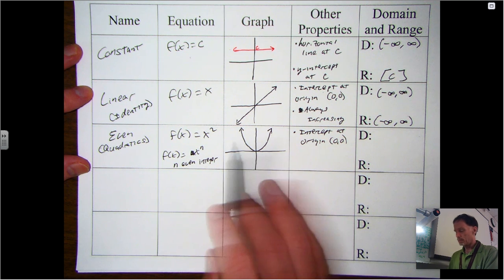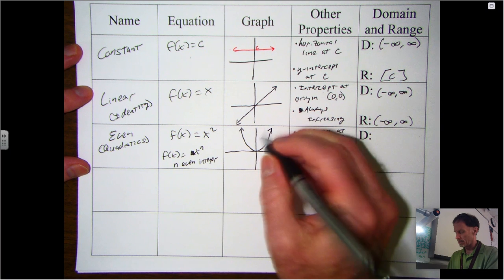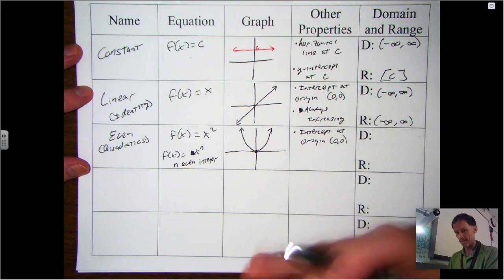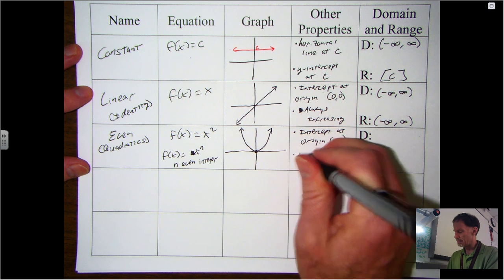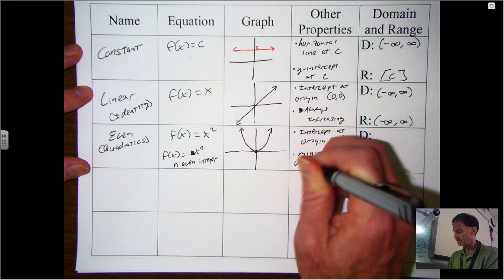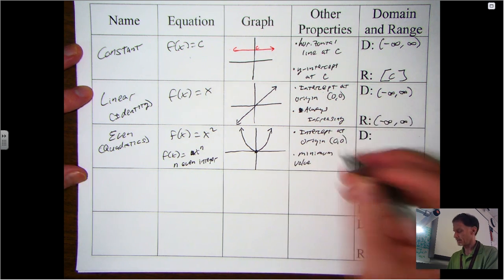And notice this one goes down and then up. So notice this point right here. And again, we're talking about the parent function, and we'll get into more detail on this. But for the parent function, this has a minimum value, and that minimum value is called the vertex.